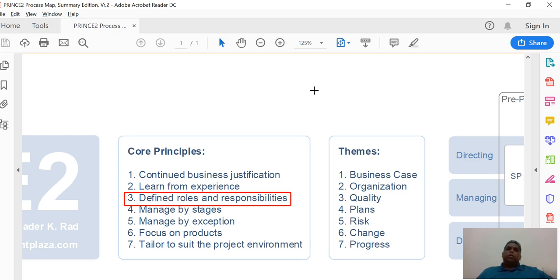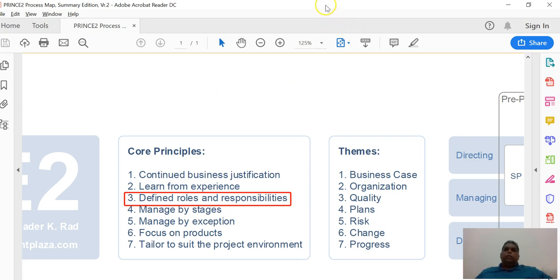So it's important to define the role and responsibility of a team leader, the role and responsibility of a project manager, the role and responsibility of a senior supplier, of a senior user, of a project assurance officer, and the list goes on. And it's very important that we have these roles and responsibilities defined at the very outset of the project.